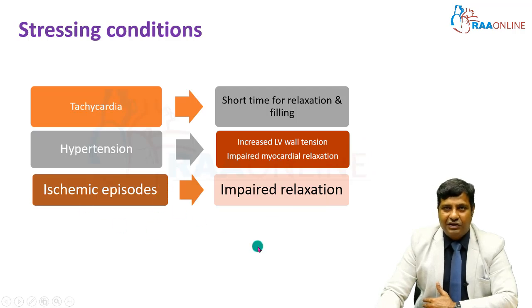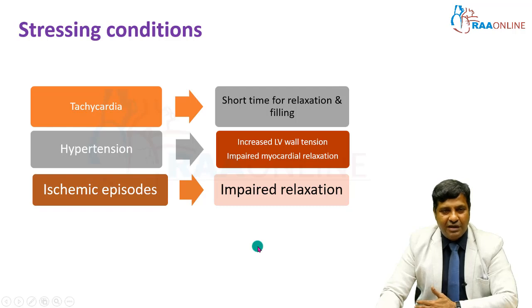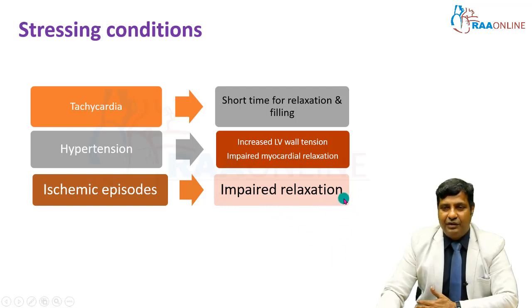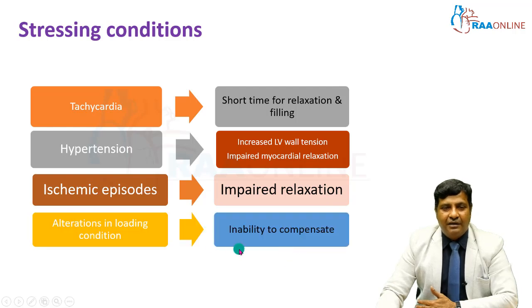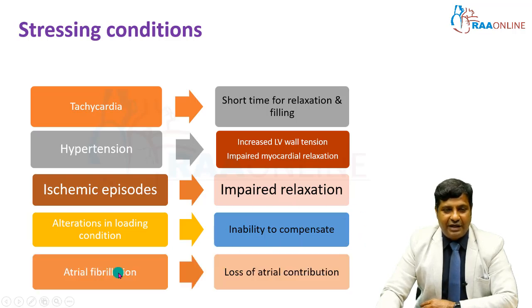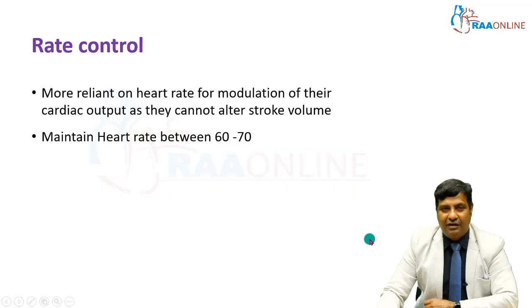Because diastolic function is an energy consuming process, if there is ischemia, it's going to cause impaired relaxation, pushing them into diastolic heart failure. Then alteration in loading conditions, whether it is preload or afterload: these patients will be unable to compensate for any increase in the left ventricular end diastolic volume. So whenever you are using fluid, you have to be very careful. And finally, atrial arrhythmia. Because these patients are dependent on the atrial contribution, any atrial arrhythmia is going to push them into diastolic heart failure.